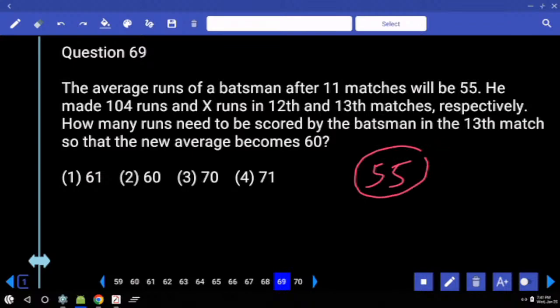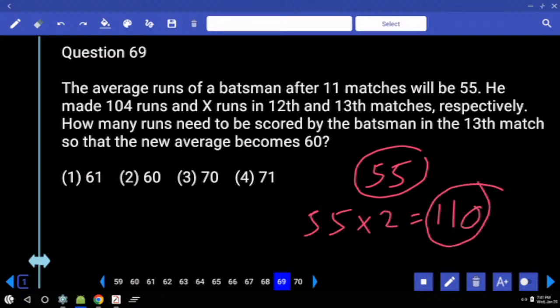Now in the next 2 innings also, if he has to maintain the same average, how much does he have to score? 55 into 2 equals what? 110. He has to score this much in 2 matches, because 110/2 is 55. He has to score 55 each, obviously, yes or no? Whatever the sum, he has already scored 104 runs. In order to maintain the same average, how many more runs does he have to score? 6 runs. But that is not the question. He is asking that the average should become 60. Original average is 55. New average is what?